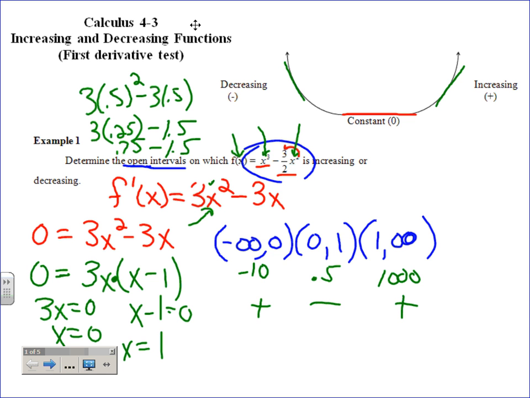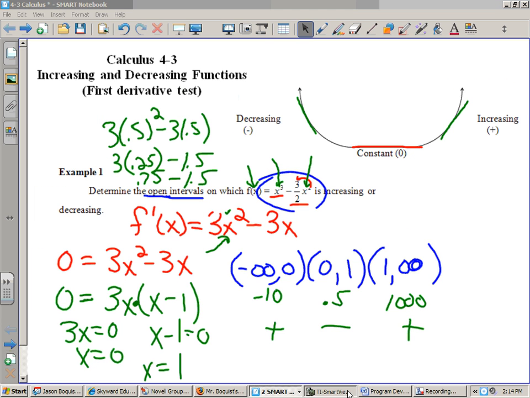Now, please realize all the information that you just collected is really about what? Is it about the derivative or is it about the original? This is all about the original. This is what happens in the original, not in the derivative. Right? That's a key for some people to figure out.